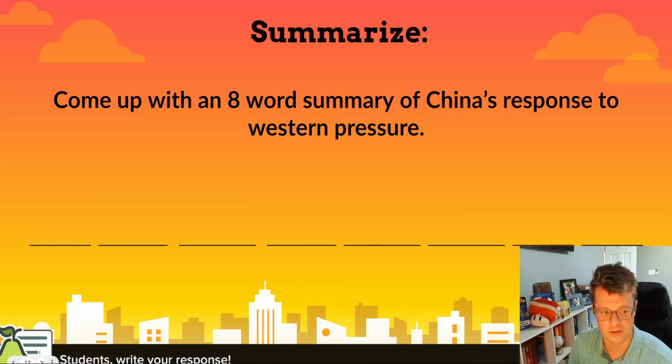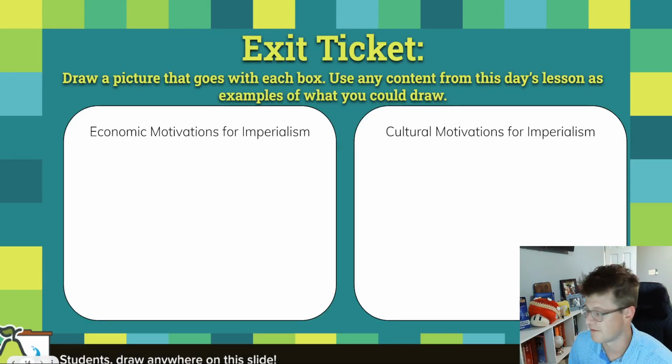Okay, so come up with a quick 8-word summary of China's response to Western pressure here on Pear Deck. And then I've got an exit ticket for you for all of today's lesson that I'd like you to do by doing a quick drawing activity. Other than that, that'll bring the end to this lesson of our quick intro to imperialism.